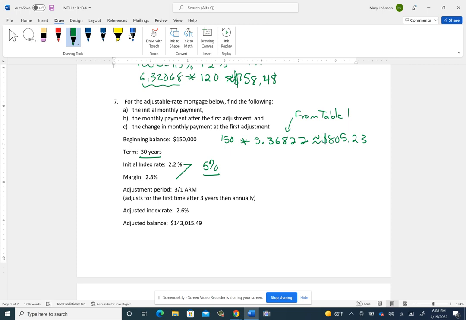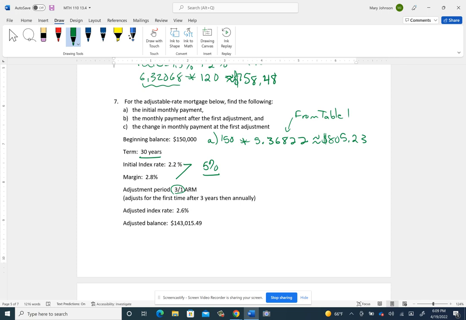Okay. All right, that's A. So that's how we do A. That's our initial monthly payment. But here's the deal. This particular adjustable rate mortgage, what this 3.1 means is it adjusts for the first time after 3 years, and then it can adjust every year after that. So it's asking us, after the first adjustment, what will our monthly payment be?